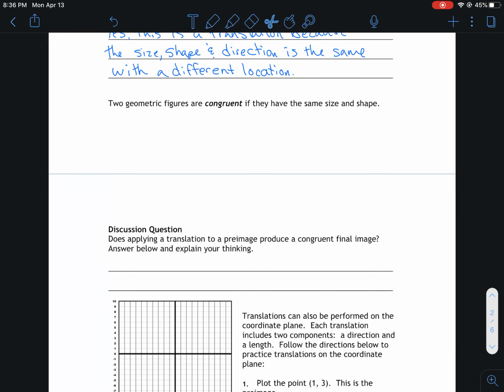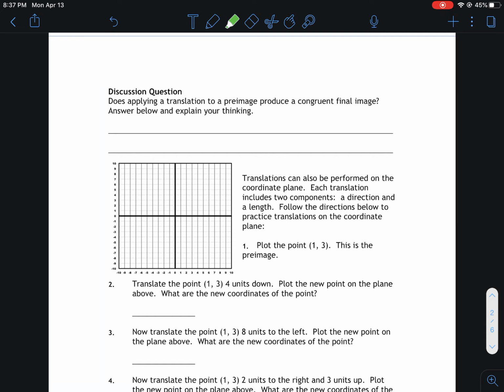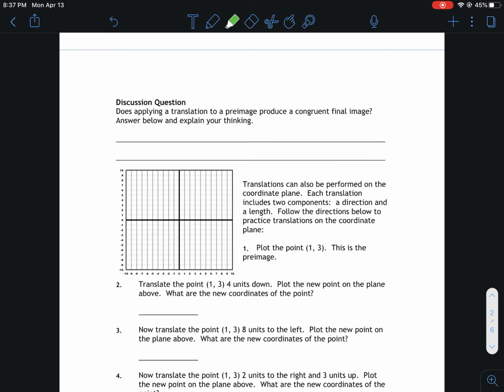If we have 2 figures that are congruent, that means that they have the same size and same shape. So it's important that we know congruent has to be the same size and same shape. Okay. So down here, does applying a translation to a pre-image produce a congruent final figure? Yes, it does. And the reason for that is because the size and the shape has not changed. Only where it is located has changed. So go ahead and write that down there. Again, yes, applying a translation to a pre-image produces a congruent final image because the size and shape is the same. The location is just different.